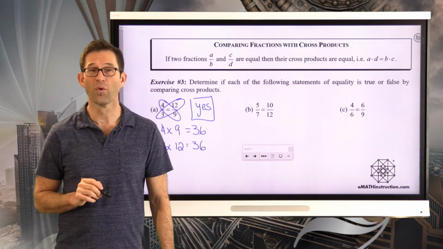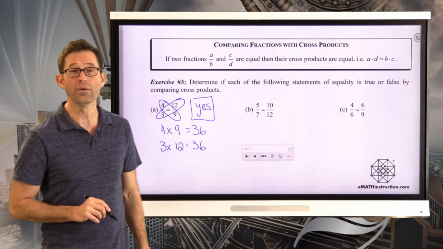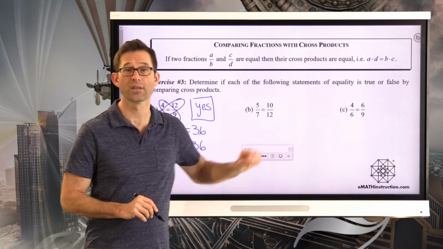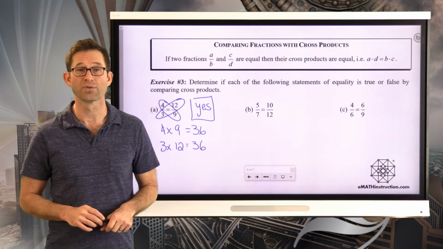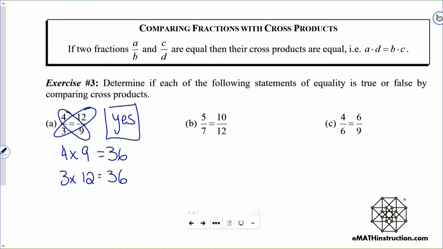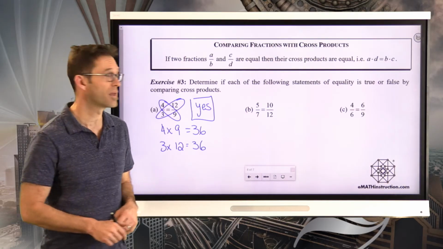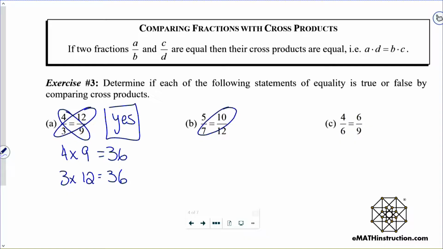They are equal fractions. What I'd like you to do is use that cross product test in letter B and letter C to see if those equality statements are true. All right, let's take a look. Let's do maybe the easy one first here. 7 times 10, well, that's going to be 70. And 5 times 12, that's going to be 60. And so the answer is no.